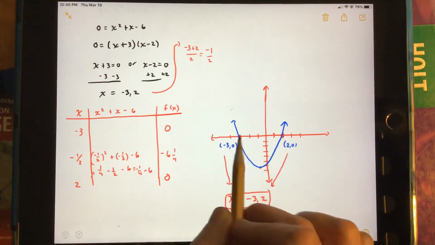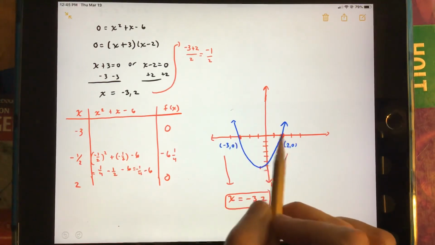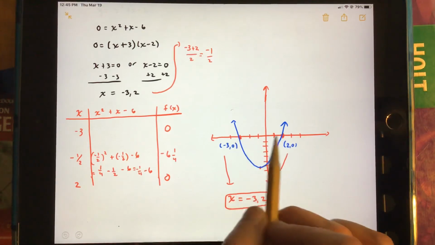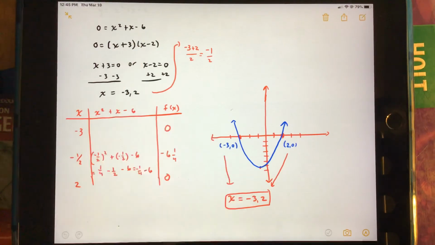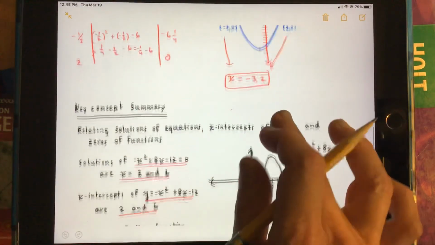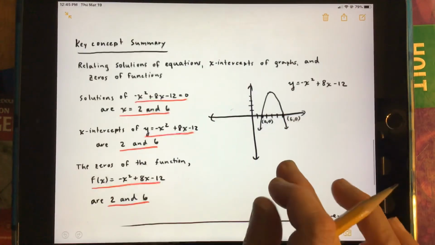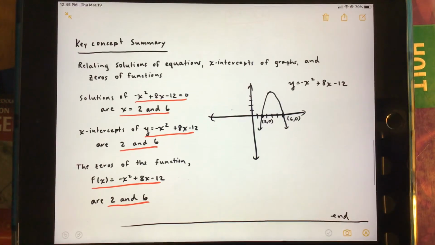This is where my solutions are. These are the zeros of the function. The x-intercepts are the values that solve the equation 0 = x² + x - 6. All right, so we're going to summarize what we just found out. This really isn't new information, but we want to make sure you understand all of the terminology relating the solutions of equations, x-intercepts of graphs, and zeros of the function.